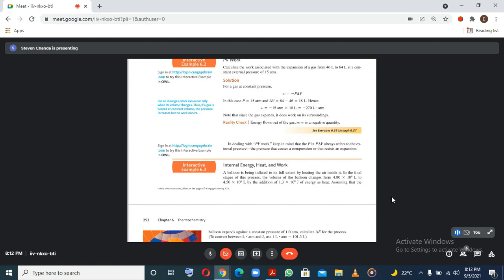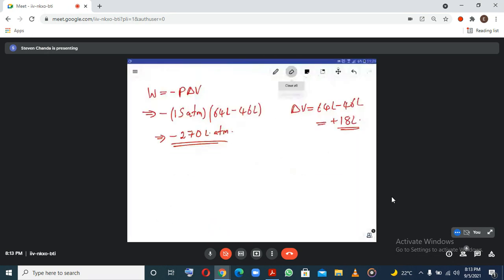Assuming that the balloon expands against a constant pressure of 1 atmosphere. So that's just normal atmospheric pressure of the air. Calculate the internal energy for the process. Then a hint to convert between liter times atmosphere and joule: you use the conversion 1 liter times atmosphere is equal to 101.3 joules.